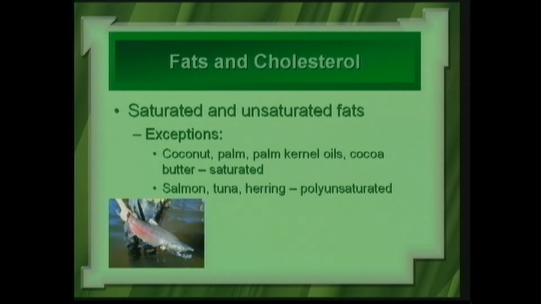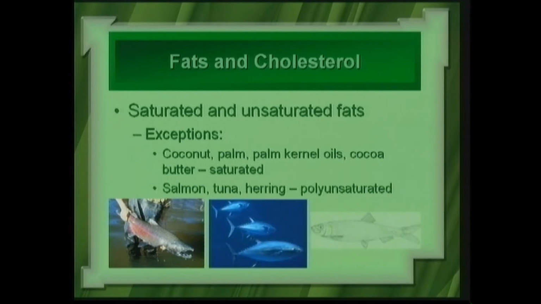Another thing too is animal sources of polyunsaturated fats include salmon. Look at that nice fish. Wow, doesn't that look great? Tuna as well, herring. These are fish oils, usually from fishes that live in cold water, especially salmon. So these are sources of polyunsaturated fats or oils.